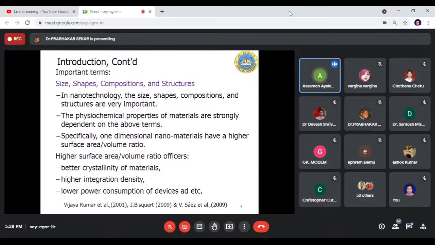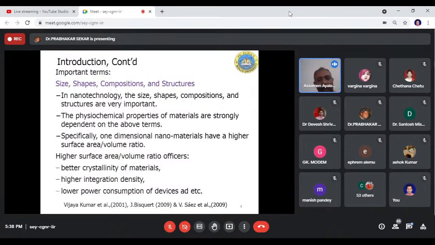Due to the size of the material, the shape of the material, the composition and the structure of the material, the physiochemical properties of materials are strongly dependent on these issues. Hence, especially the size has a great role in producing new properties in this technology. One-dimensional nanomaterials have a higher surface area to volume ratio. This term is very important in nanotechnology.